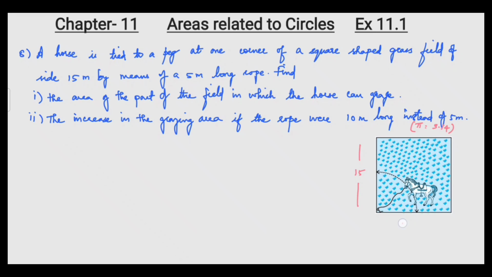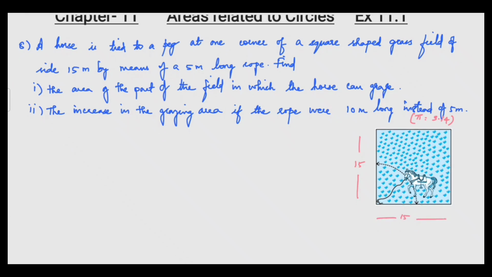They have given the side of the square as 15 meters. To an end, the horse is tied to a peg and it can graze along the radius, that is along the arc of the circle. It is given that a horse is tied to a corner of a square to a peg by means of a 5-meter long rope. So now we can consider, as the horse is tied to the corner by a 5-meter long rope, it can travel along the circumference of a circle in the field, which leaves us with a quadrant of a circle. This is the horse.